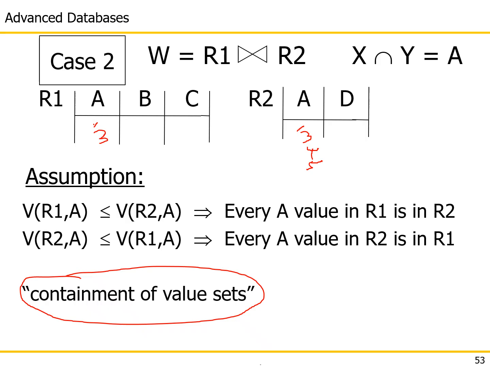Okay, dot A. That's one scenario. There is another scenario, which is the opposite of what I just described. If every value that appears in R2.A appears in R1.A, and the number of values in R2.A is less than or equal to the number of values in R1.A, then it's the opposite scenario of what I'm describing. Okay? This is called containment of value sets.